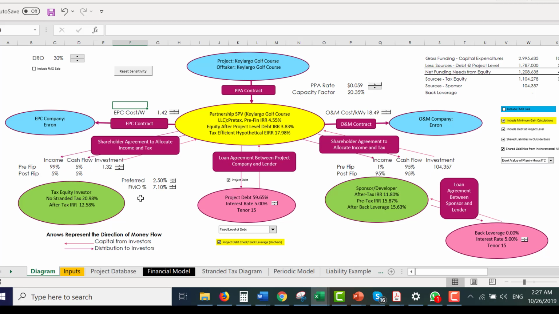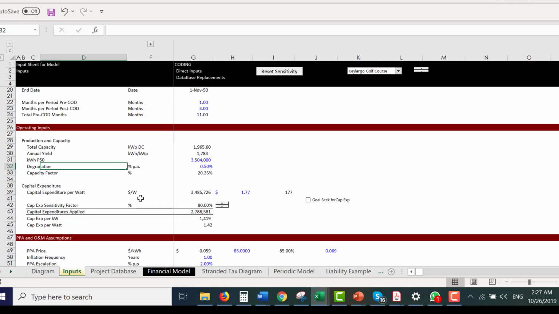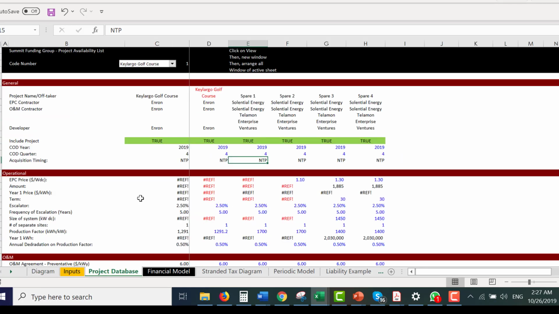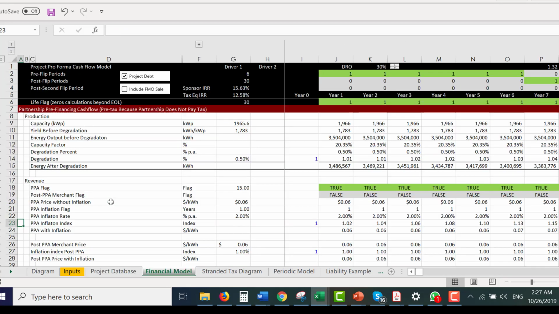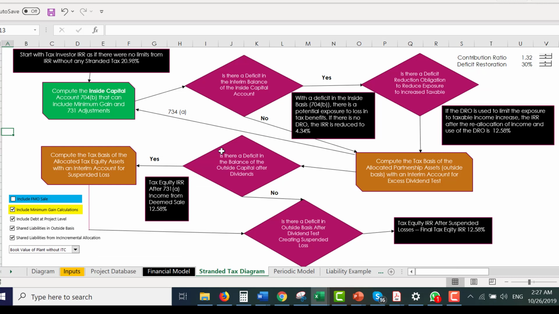I haven't even looked at the model yet. Oh my God, I haven't even started with the model now, to compute this tax. What do I have here? I'll look at that later. Well, that'll be in my second video anyway. I have a whole thing called a stranded tax diagram, which just looking at this should give you the willies.